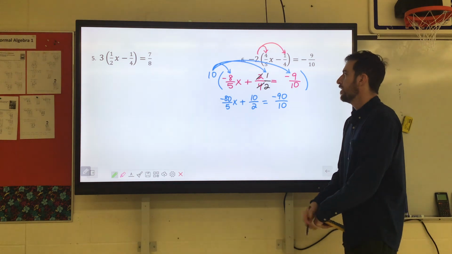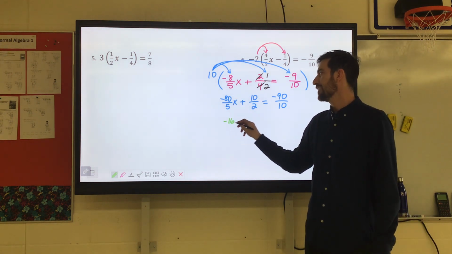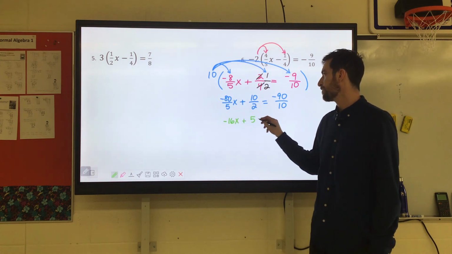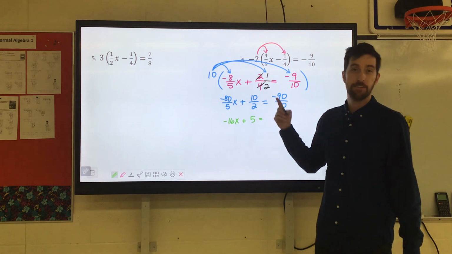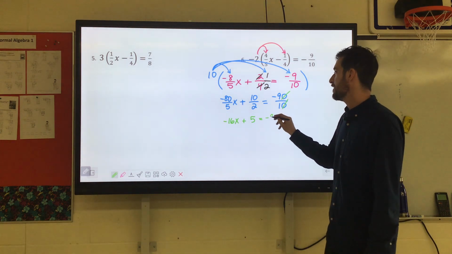It's okay. All right. Divide these out. Negative 80 divided by 5 is negative 16x. 10 divided by 2 is 5. And negative 90 divided by 10. Again, shave off a 0 for a 0. Just comes out to negative 9.